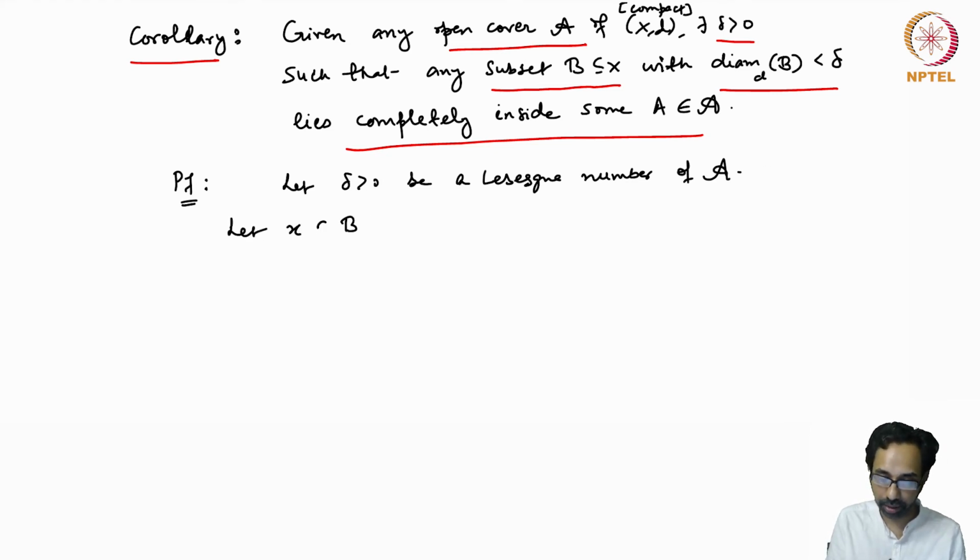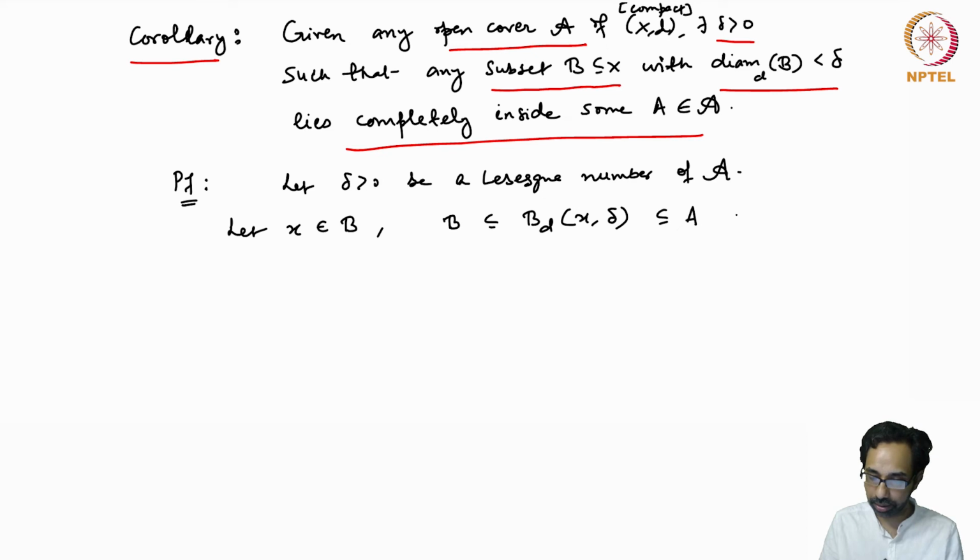So choosing any point x within B, the set B lies completely inside the metric ball with center x and radius delta, and this is inside some A for some A in the cover. So this proof is rather simple, and we can deduce it easily from the previous Lebesgue number lemma that we have just shown. This Lebesgue number lemma in both these forms is a very useful tool, as we shall see, and is probably one of the most useful when it comes to compactness in metric spaces.